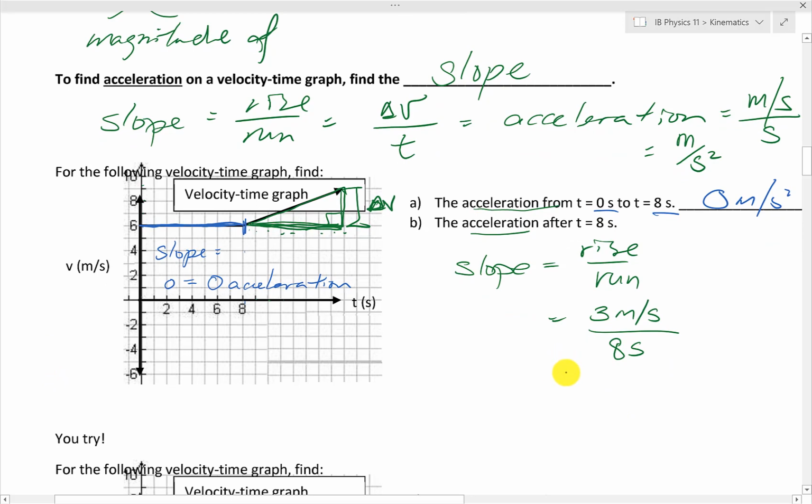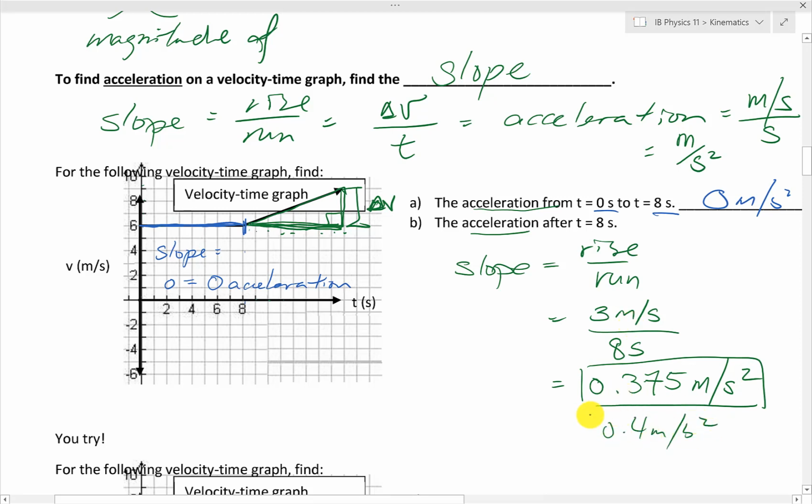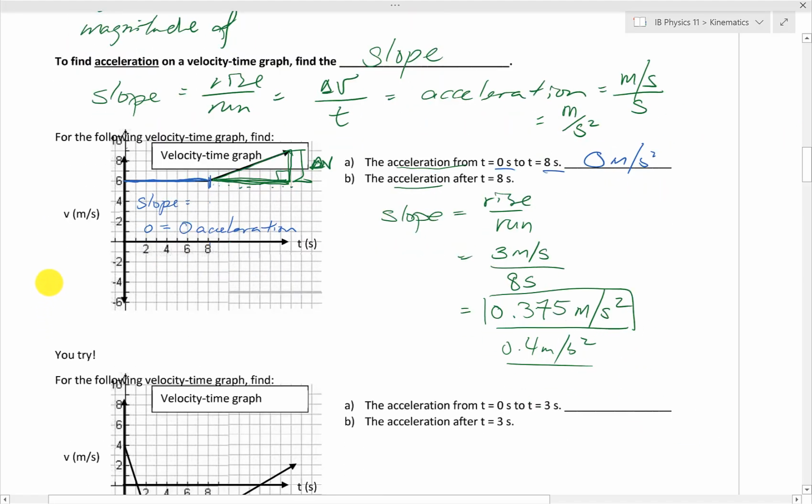And if we do that, if you don't trust my calculations, use a calculator. It's 0.375 meters per second squared. For the purpose of understanding this problem, I am not going to round it off, but you could if you want to. To be technical, it would be 1 sig fig, 0.4. But anyways, the important part is to develop these skills.